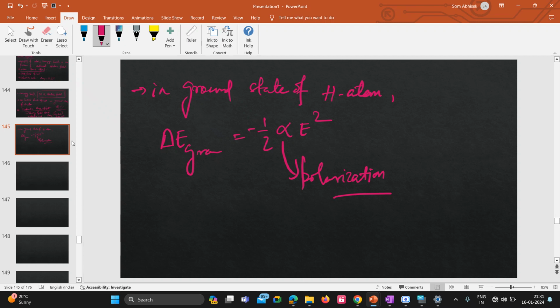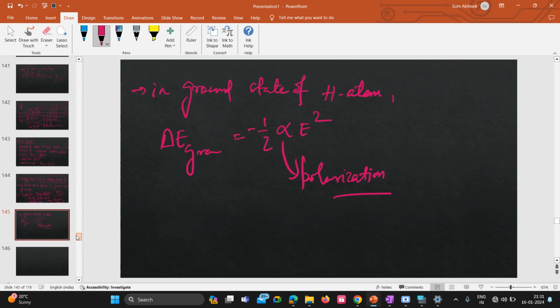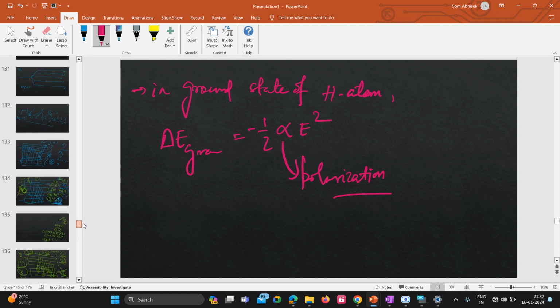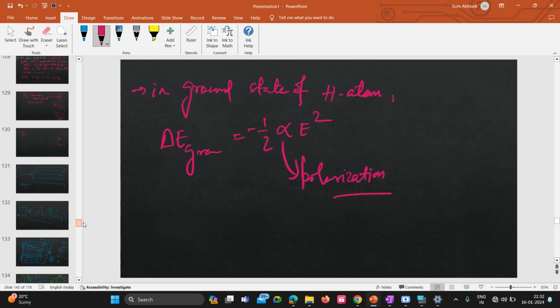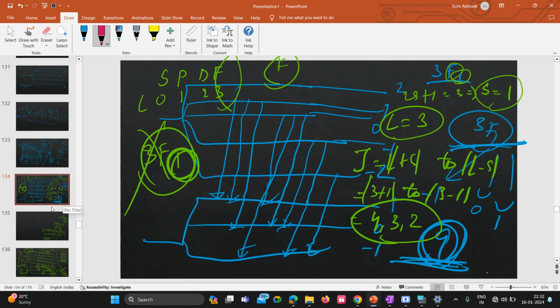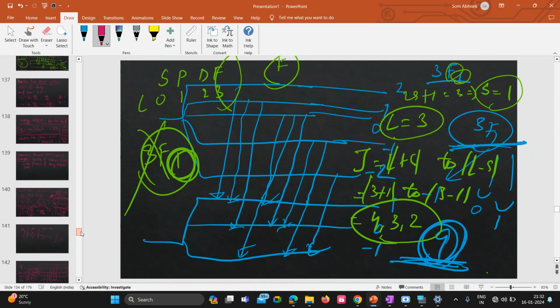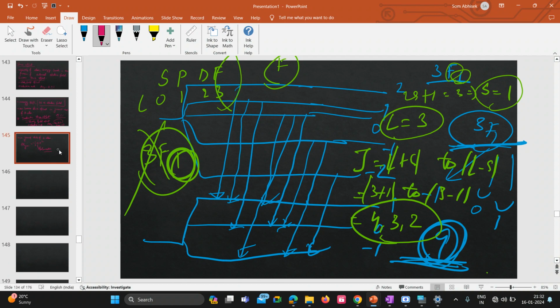So this was the Stark effect. What did we study in this class? We studied the Zeeman effect and the Stark effect. We did some splitting and some numericals. I hope you understood this splitting. We'll do more splitting. I also really like doing splitting things, so we will do more and more splitting in upcoming videos.